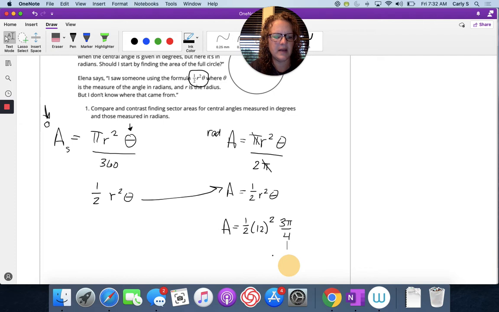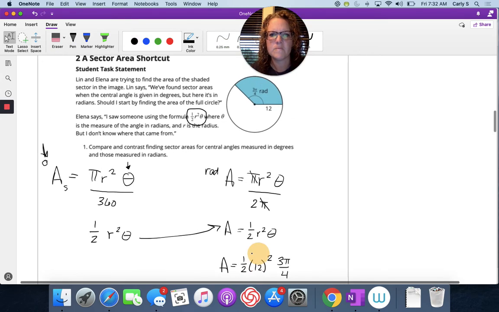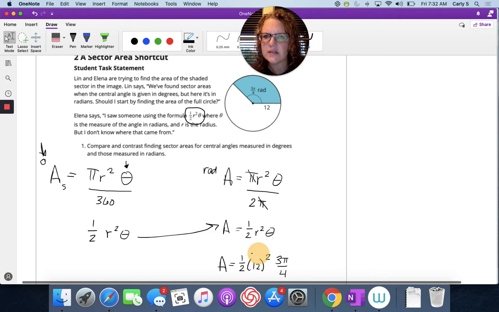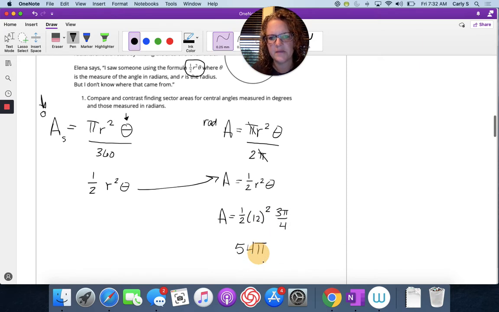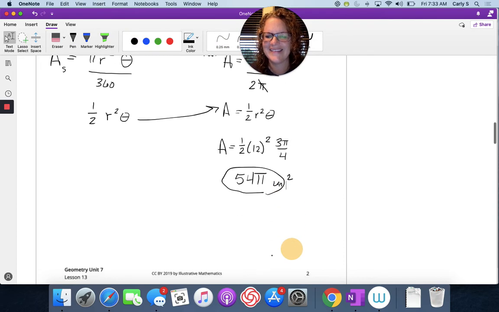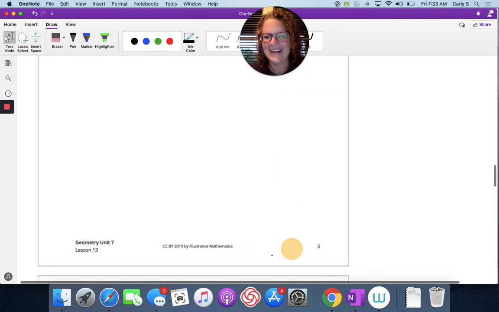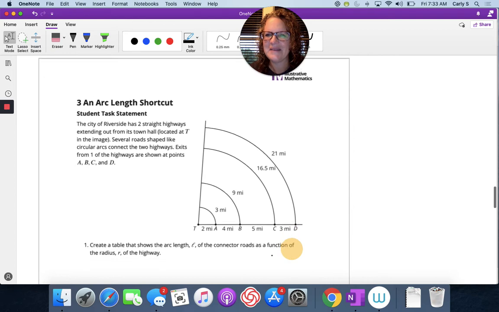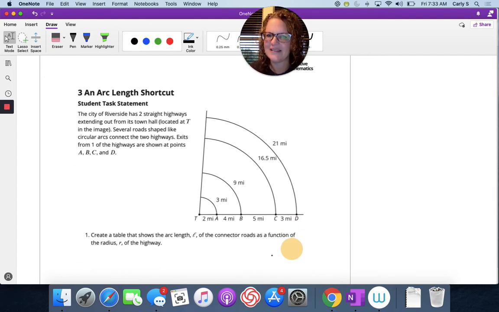And then 1/2 times 12 squared times 3 divided by 4. So my area of that sector is 54 pi. I don't have units, and that's okay. Units squared. All right, good job. An arc length shortcut.